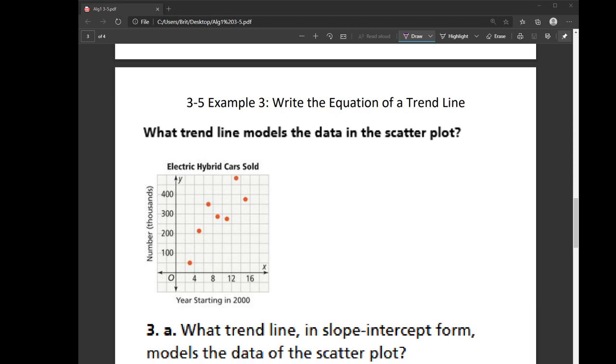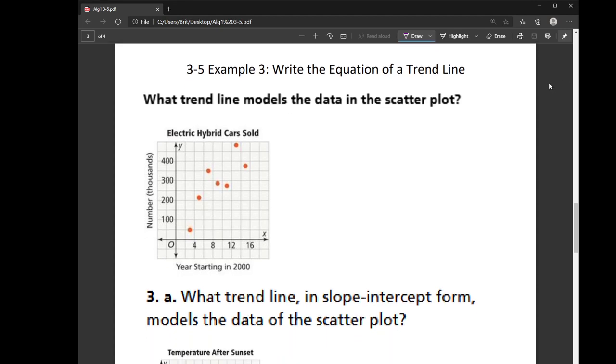In this video, I'm covering example 3 from section 3-5 in the SavvasRealize Algebra 1 textbook. What we're doing is working on writing the equation of a trend line. In this video, I'm going to show you how to do it by hand. In my next video, for example 4, I'm going to show you how to do it on Desmos.